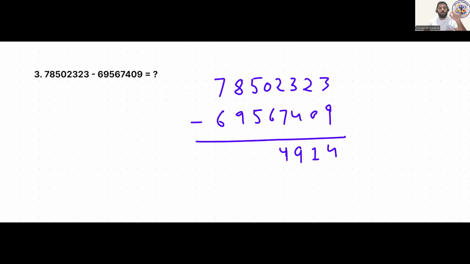Next column, subtracting 1 from 5, which makes it 4. Now 4 take away 5 is negative 1, and complementary of 1 is 9. So you write down the 9 over here. Coming to the next column, 8 take away 1 is 7. 7 take away 9 is negative 2. So complementary of 2 is 8. So you write down the 8 over here. Coming to the next column, 7 take away 1 is 6, and 6 take away 6 is 0. So this is our final answer, 8,934,914.